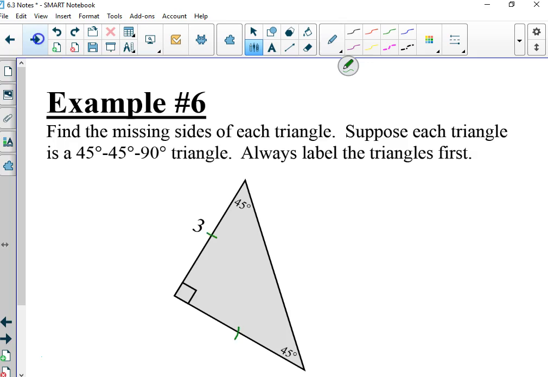Now we're back to having the leg. And we're trying to find the hypotenuse, which is the bigger side. So if we're going from a small to a larger side, that means we're going to multiply to make things bigger by radical 2. And so that is simply 3 radical 2.